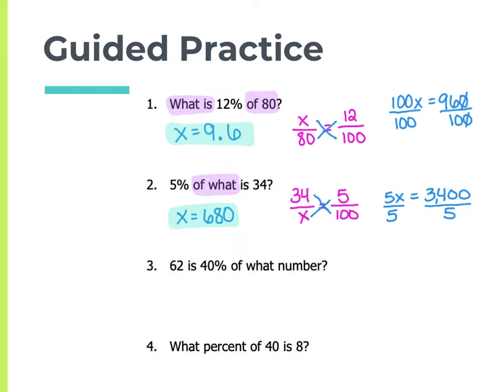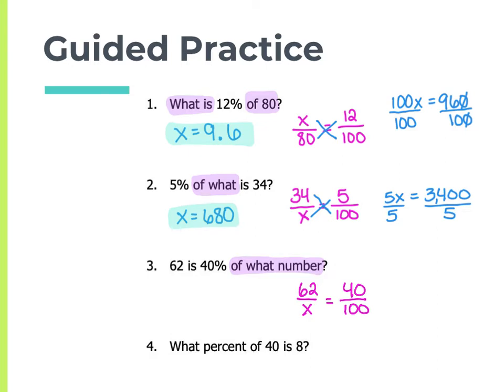In our third question, we see it says 62 is, so we know our part, 40% of what number? We're not sure of our whole amount. So we'll set up our proportion. We're looking for the whole amount, so we're not sure what that is. We'll put in our 100 for the percent. It says 62 is, that's our part, and 40%. So we've set up our proportion.